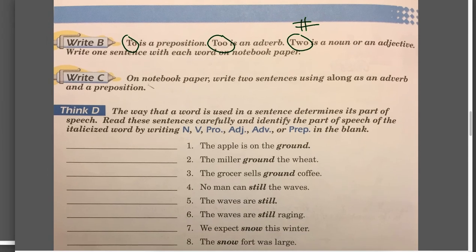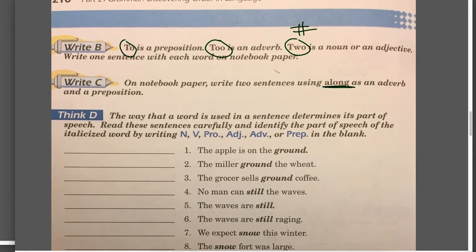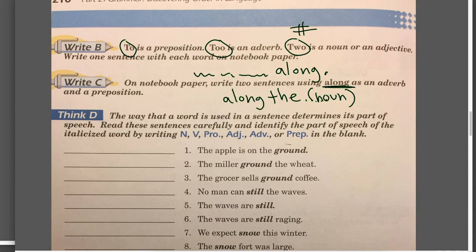So next one, part C. On notebook paper, write 2 sentences using along as an adverb and a preposition. So this might be a little bit trickier. You have to use the word along. So if you want to use it as an adverb, you should probably use it at the end of a sentence, okay? Yeah, so that would be the easiest thing. If you want to use it as a preposition, you should probably use the phrase along the, right? And this should be a noun here, an object, right?